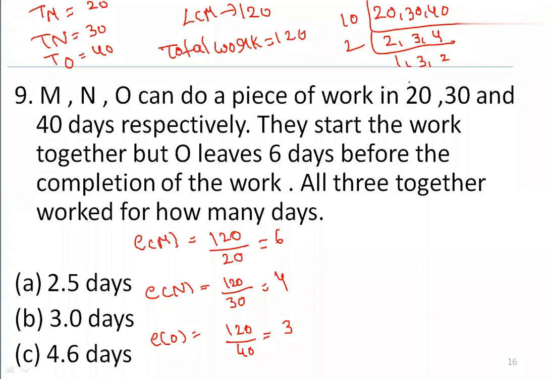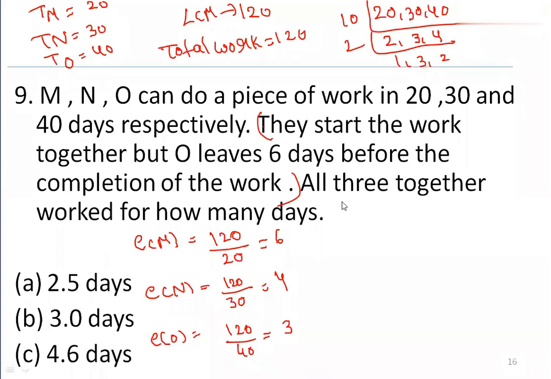Done. So here comes the major part where we have to understand the value of the condition given in the question. They start the work together but leave 6 days before the completion of work. Do we know what is the completion of work? We don't know. But we can say one thing. M was there from starting to ending. N was there from starting to ending. O is the only person who is leaving 6 days before.